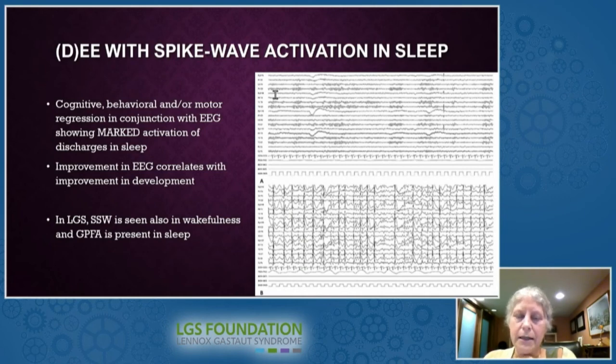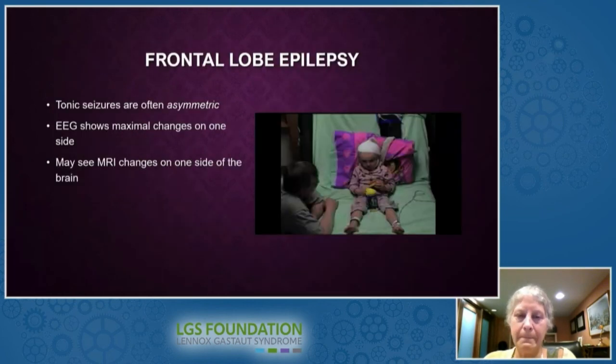And we know when we see this, we really need to treat focused on trying to resolve this very abnormal EEG pattern, typically with high-dose steroid or high-dose benzodiazepines, in order to afford developmental improvement. So in Lennox-Gastaut, you see this slow spike wave both in wakefulness and sleep, and also you see this generalized paroxysmal fast activity in sleep, which is not seen with DEE with spike wave activation in sleep.